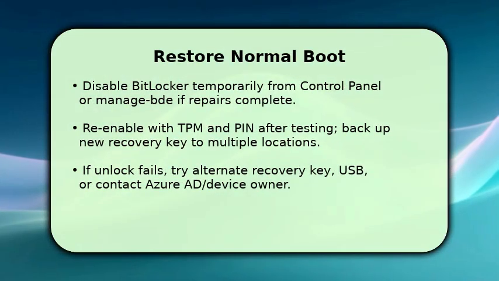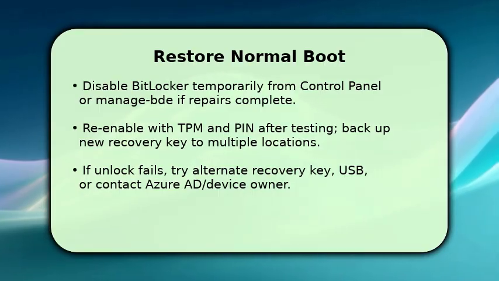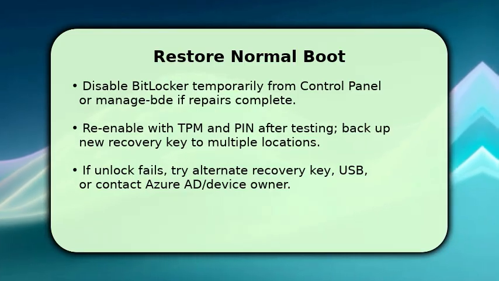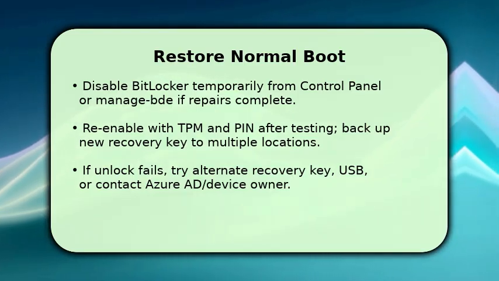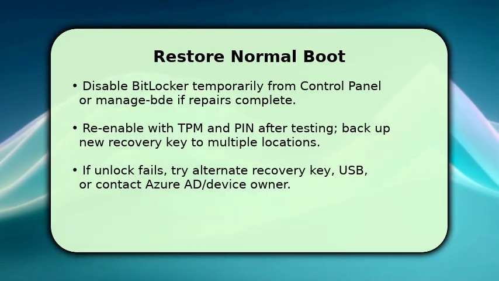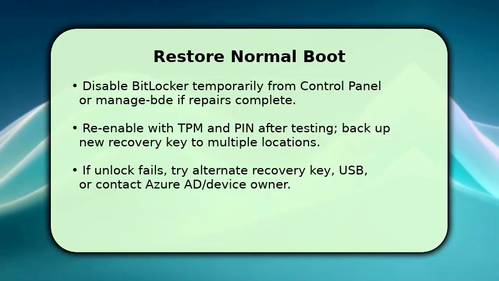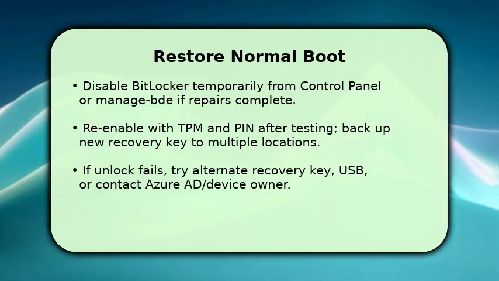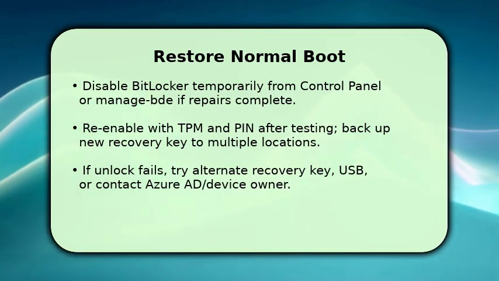You finish by disabling BitLocker temporarily only after repairs succeed, using Control Panel or manage-bde -protectors -disable, then confirm system stability. Once everything boots cleanly, re-enable protection with TPM plus PIN and immediately save the new 48-digit recovery key to your Microsoft account and an external backup. Make sure to test a full reboot twice.